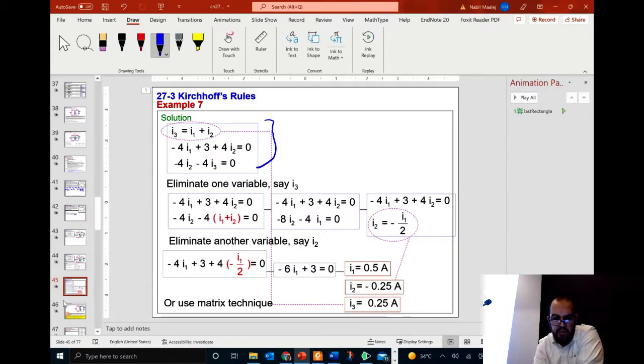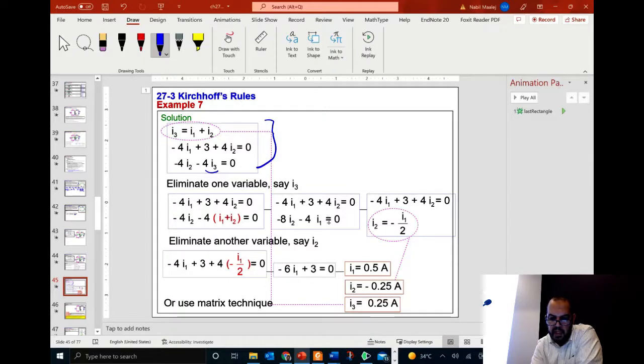So what you can do, for example, is decide to eliminate one of the currents. If I want to eliminate I3, I can see that from the junction rule I3 is equal to I1 plus I2, so I can replace it in this equation. So you can see 4 minus 4I2 minus 4I1 plus I2. Now I have 2 equations with 2 unknowns, I1 and I2 only.